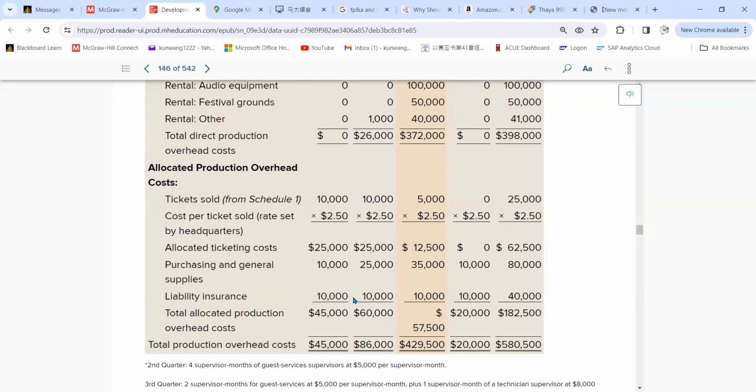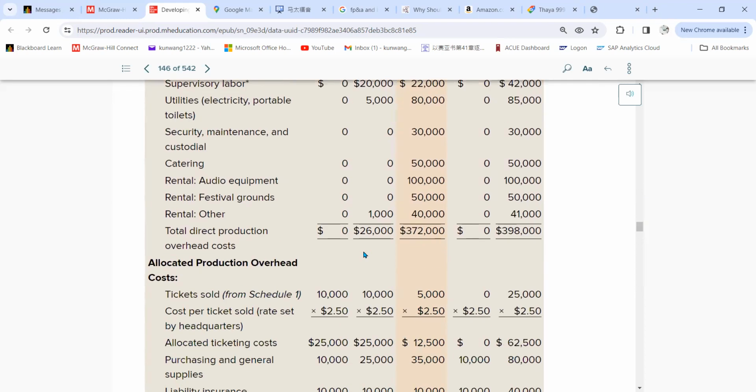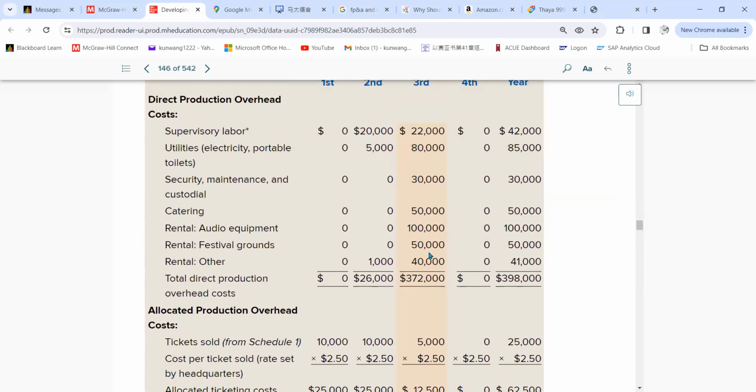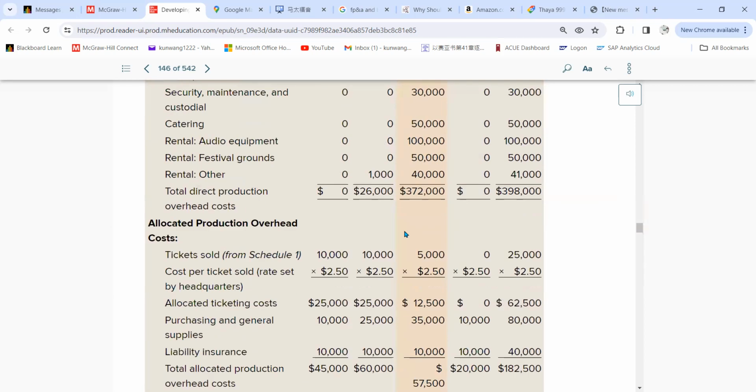And then total allocated overhead. So supporting overhead and SG&A expense. This is overhead only, not SG&A yet. And also you can see most of the supporting costs were also incurred in the third quarter. Okay, so it's really uneven, because that's related to the one-time rental of the audio, festival grants, and other utilities, right? So security and maintenance, that's all in the third quarter.